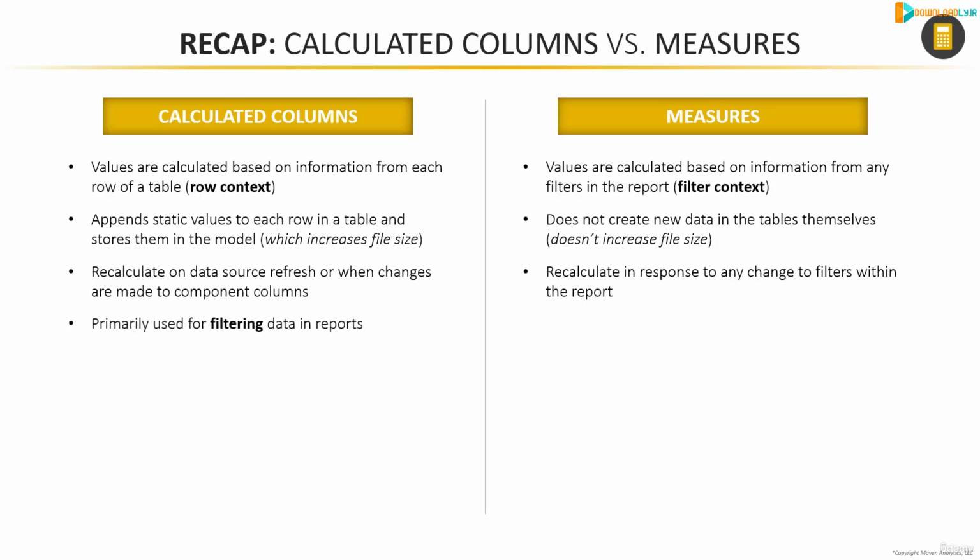And then calculated columns are primarily used for things like slicers or filters. You often use them as dimensions to change the way that you're viewing your data. Whereas measures are almost always used within values fields of the visuals.